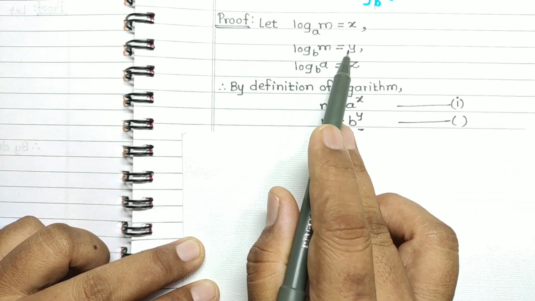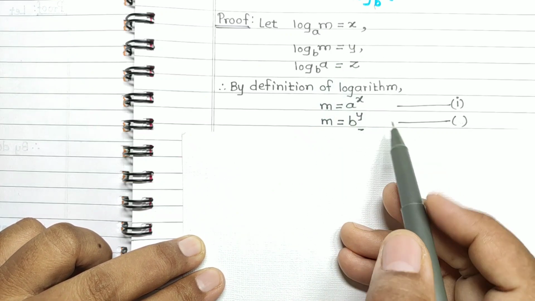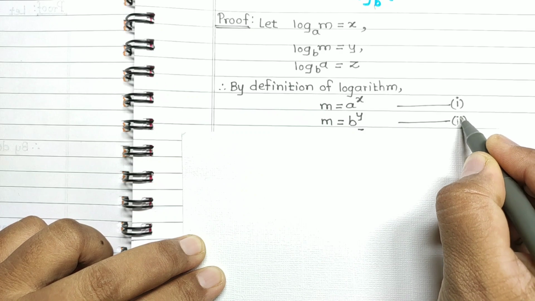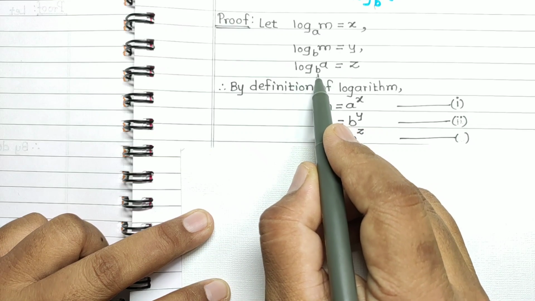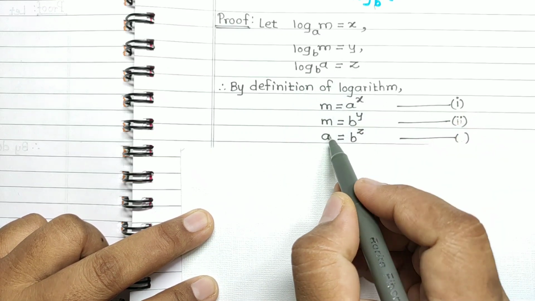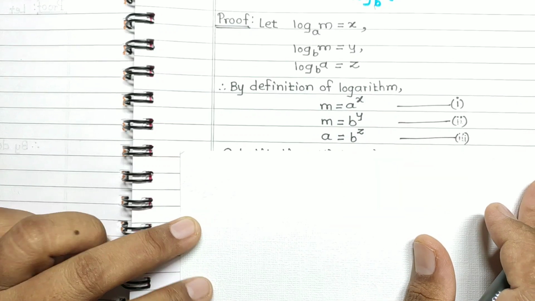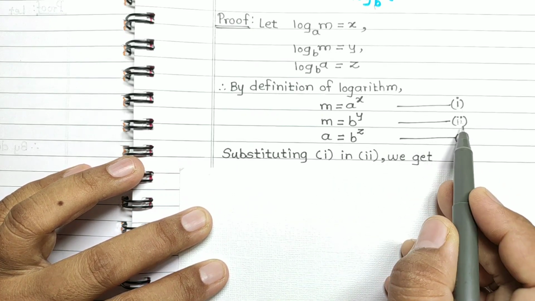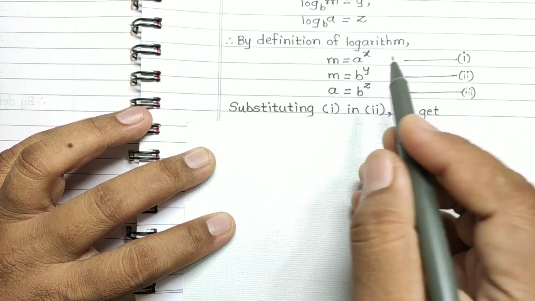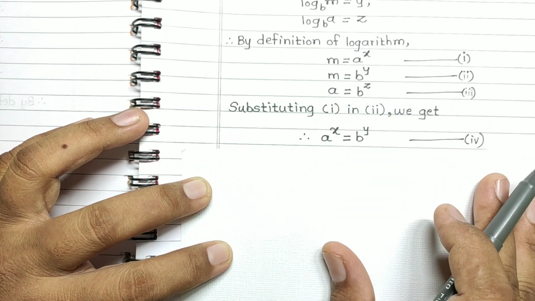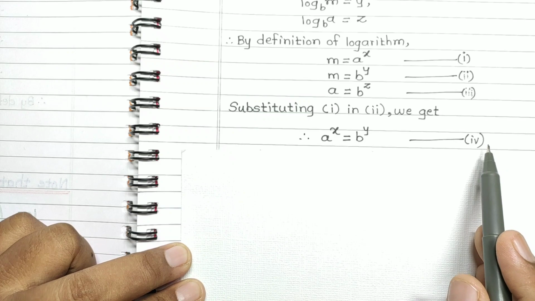Then by the second equation, log of m to the base b is equal to y, we have m is equal to b raised to y. Call it equation number 2. Then from the third equation, log of a to the base b is equal to z, we have a is equal to b raised to z. Call it equation number 3. Then equating equations 1 and 2, LHS are same, so we get a raised to x is equal to b raised to y. Call it equation number 4.